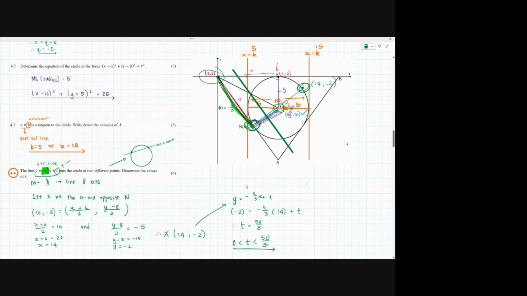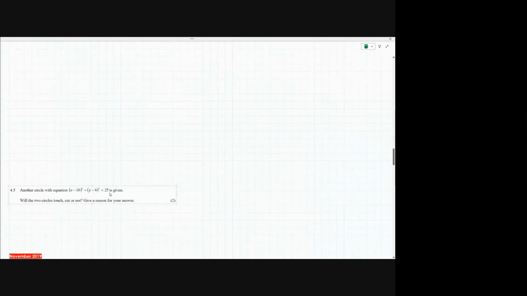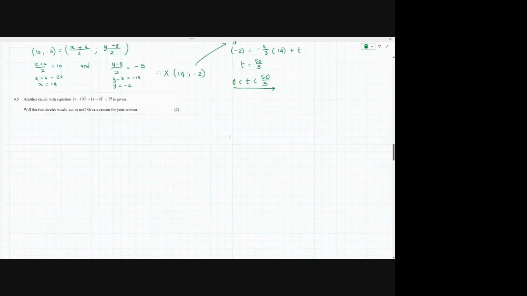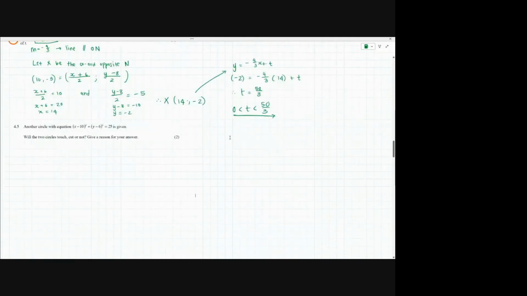Okay. Right, we've got one more question. I just hadn't moved it up. Right, there we go. So it says another circle with equation x minus 10 squared plus y minus 6 squared equals 25 is given. Will the two circles touch, cut, or not? Give a reason for your answer.